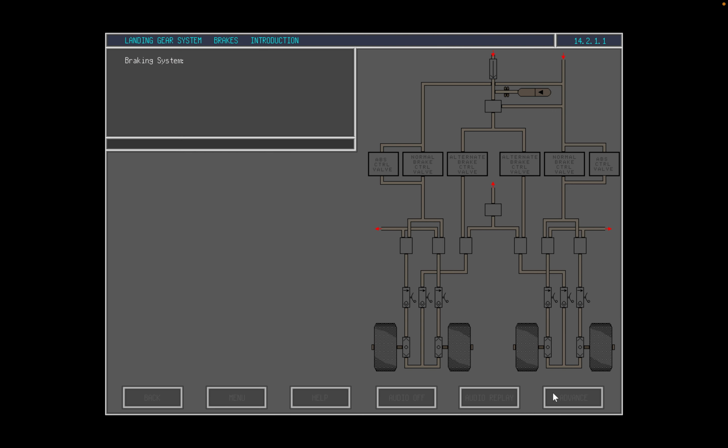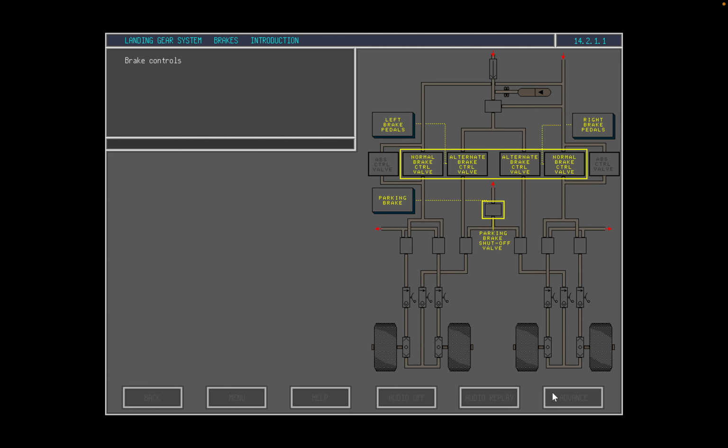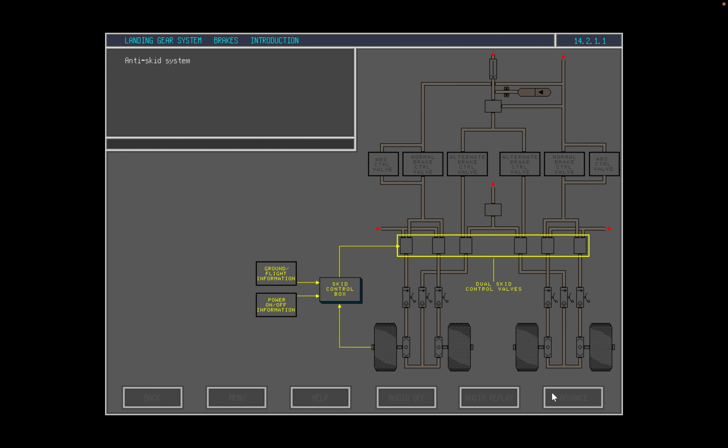In this section, we shall be discussing the aircraft's braking system. We shall see that two systems exist for braking purposes, a normal system and an alternate system. The relationship between flight deck brake controls and system operation will be looked at. We shall also be discussing the anti-skid system, which provides automatic control of the brakes to prevent aquaplaning or skidding.